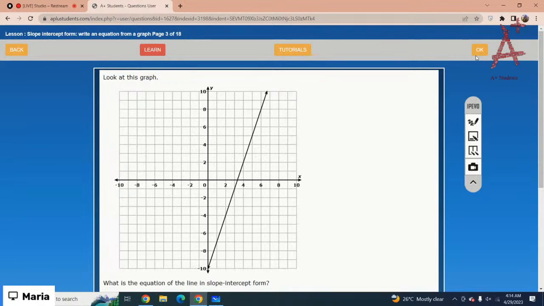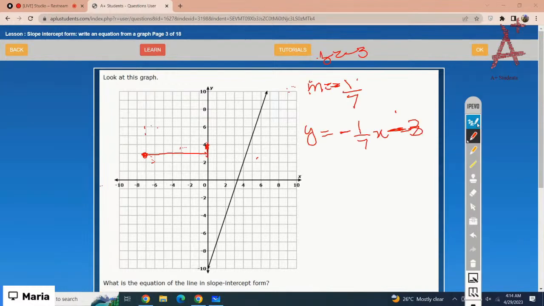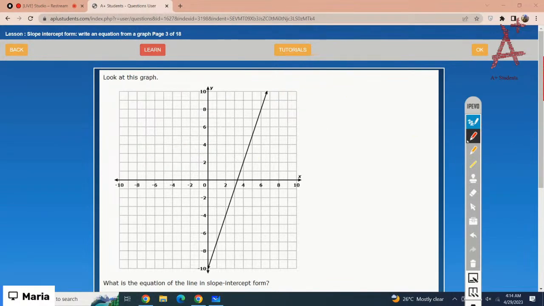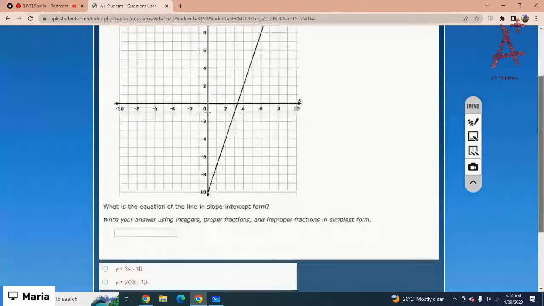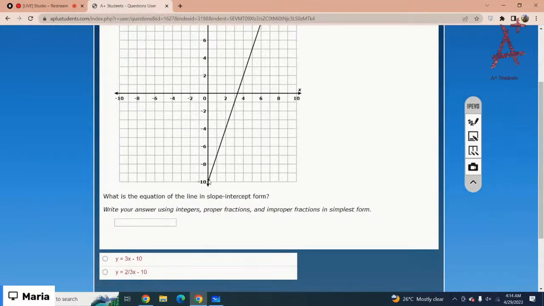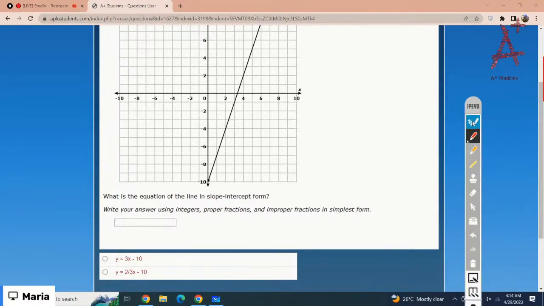Okay, the next one is look at this graph. What is the equation of the line in slope intercept form? You have to calculate the equation of the line in slope intercept form. So the graph is touching the y-axis at negative 10. Got it? So just look at the options. Here you have y-intercept negative 10. Just select any 2 points and calculate the slope.